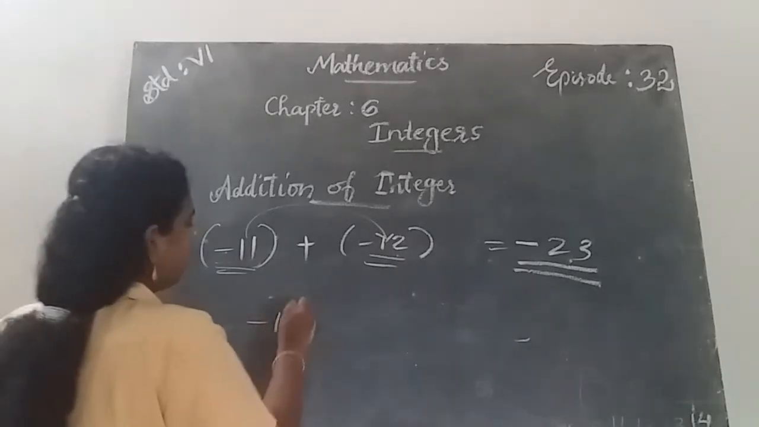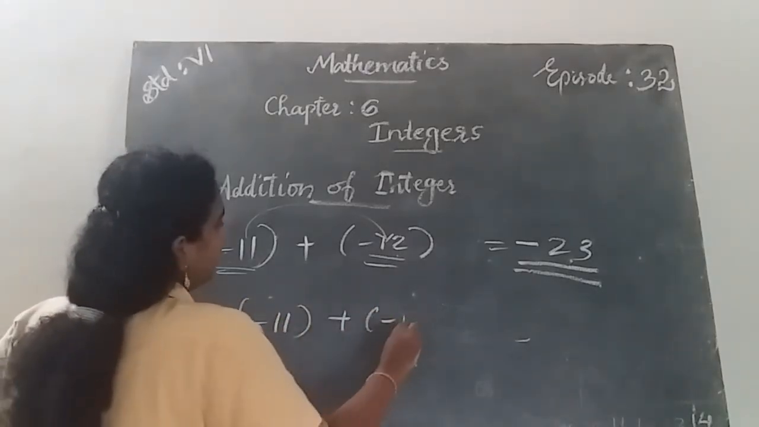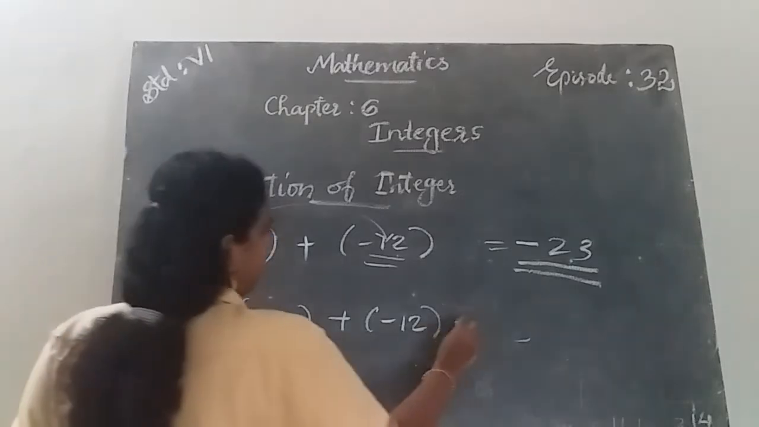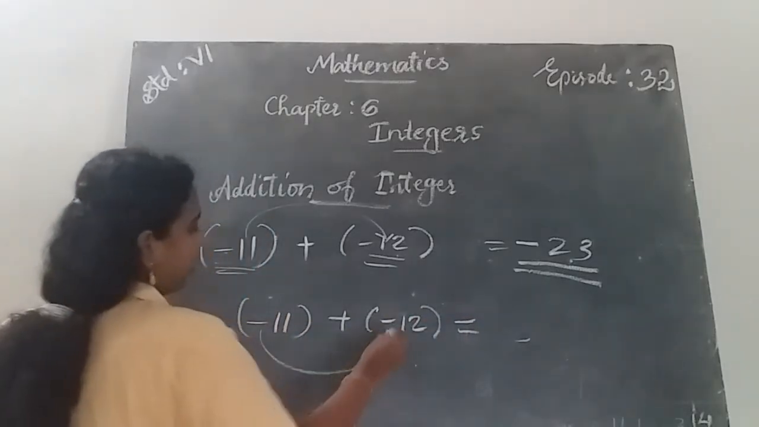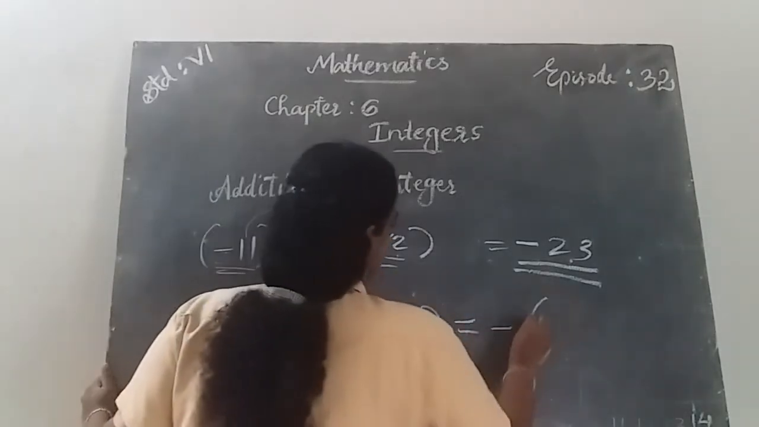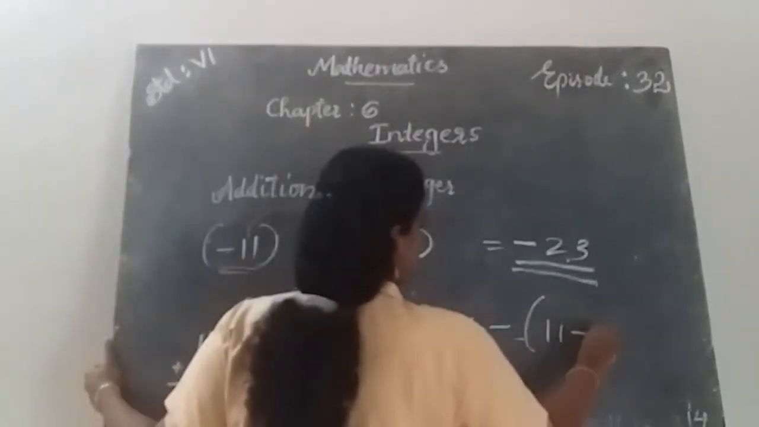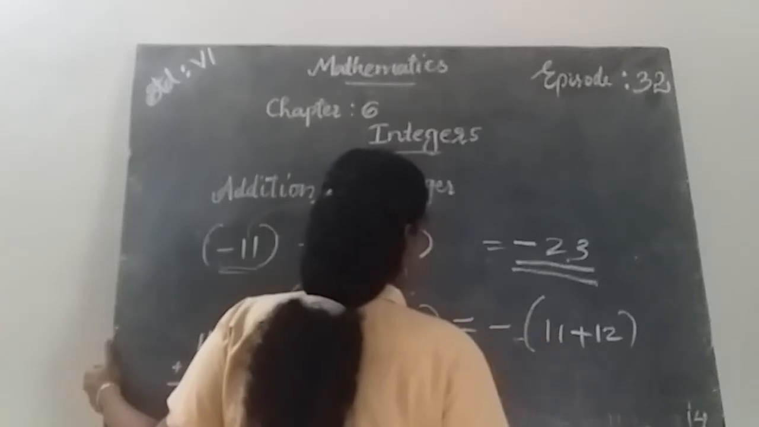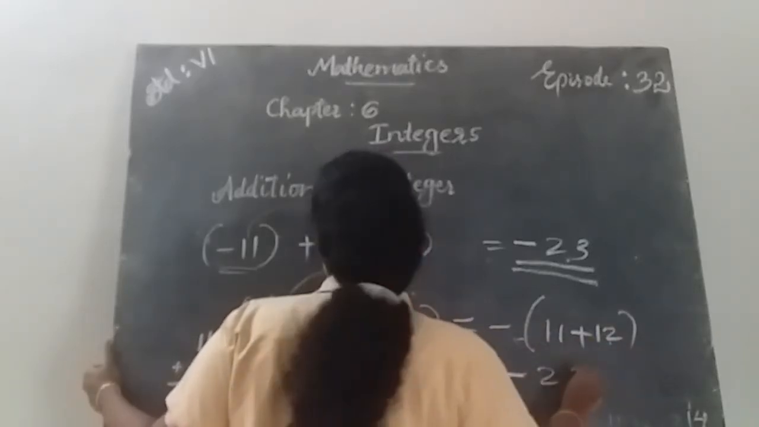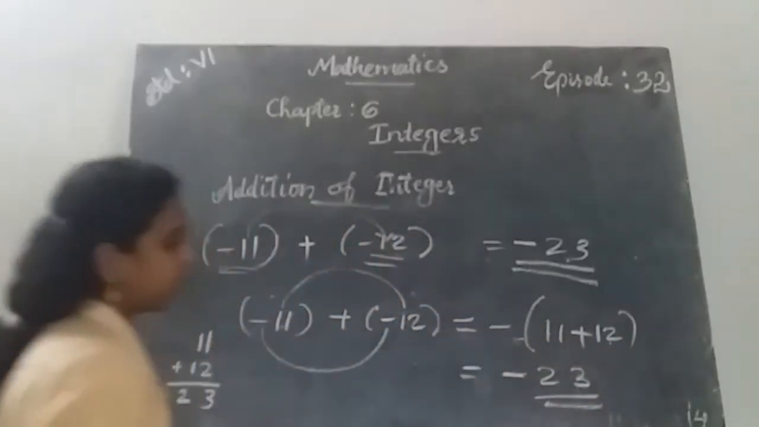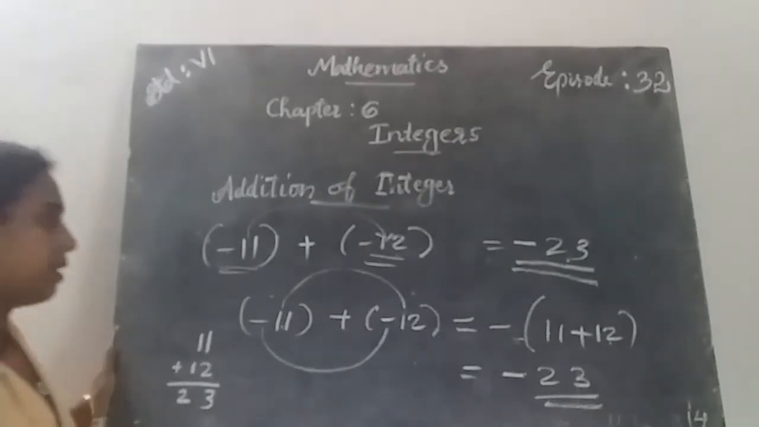Or another way, negative 11 plus negative 12 is equal to, take the minus sign in common. Then add the two numbers, 11 plus 12, which is 23. So we get negative 23. Okay.